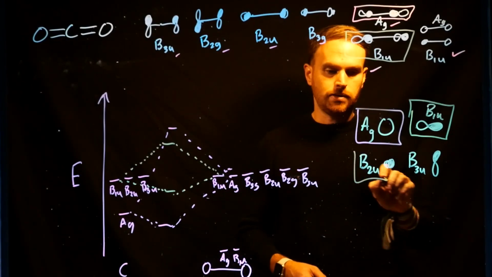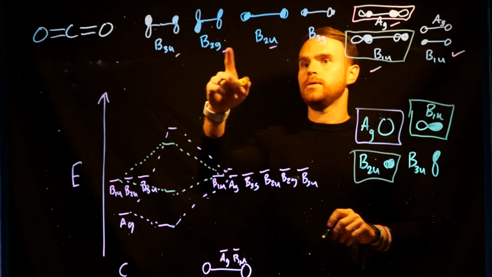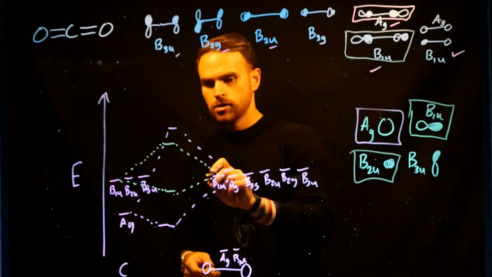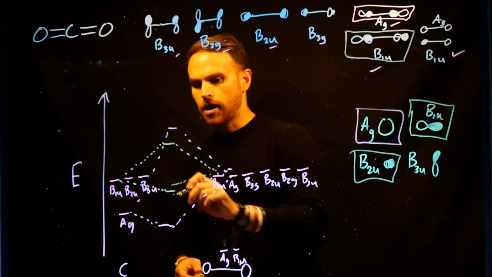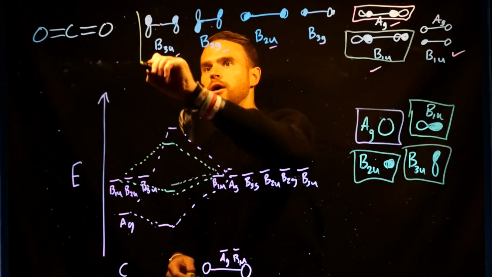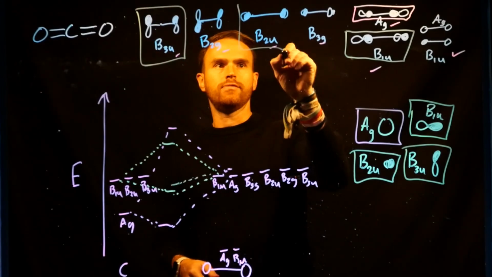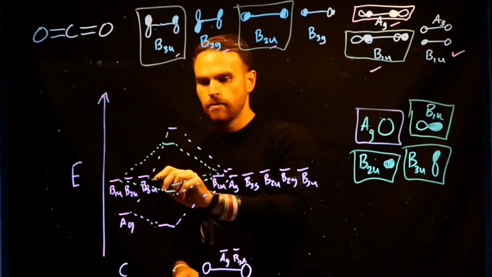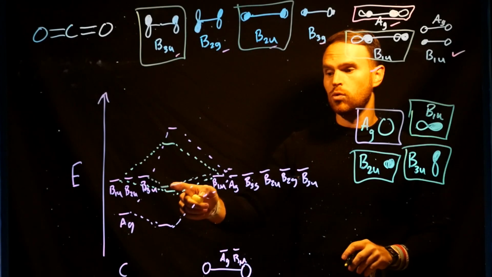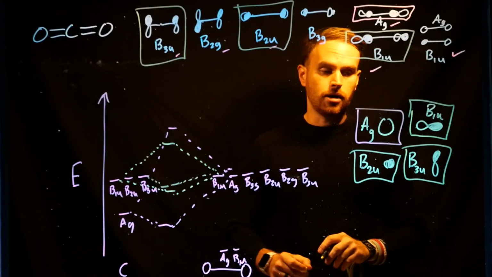The next one is the B2u, and the B2u is here, which matches via a pi symmetry. So that's going to be our first pi interaction. And the B3u is also another pi interaction. So now we've used our B2u and our B3u, and those are basically the exact same energy, and they give rise to those 2 pi bonds that are formed here.